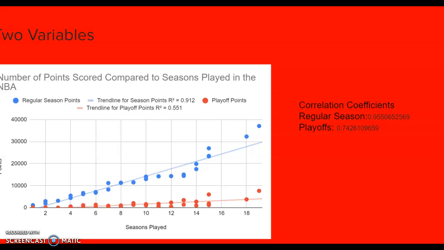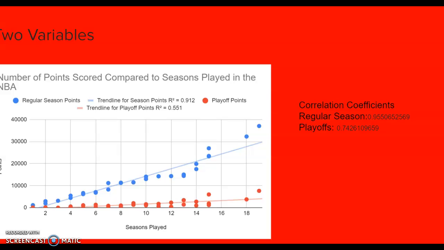And then the two variables. This was the scatter plot, which showed the trends of how many points are scored based on seasons played. As we can see, both lines of best fit are increasing, which is good because it shows that they were correlated, and that the more seasons played, usually you'll score more points. However, there are a few times where players play more seasons and don't score more points. The correlation coefficient for the regular season was 0.955, which means it was very correlated, and almost 100% of the time, when somebody plays more seasons, they will score more points.